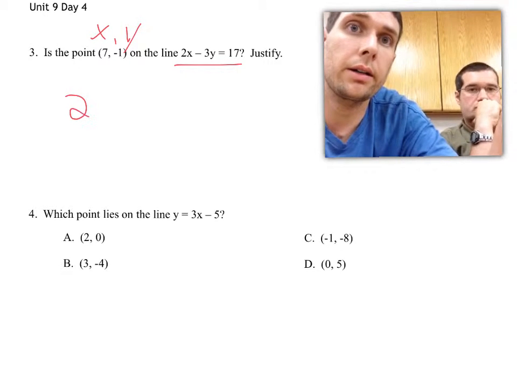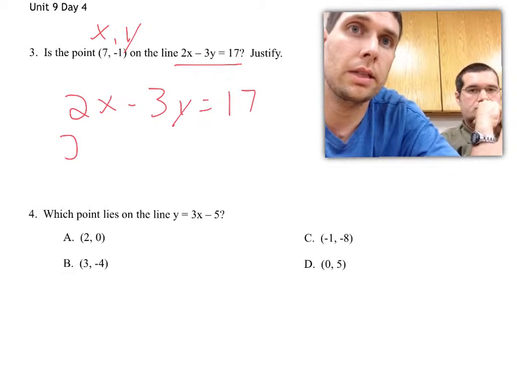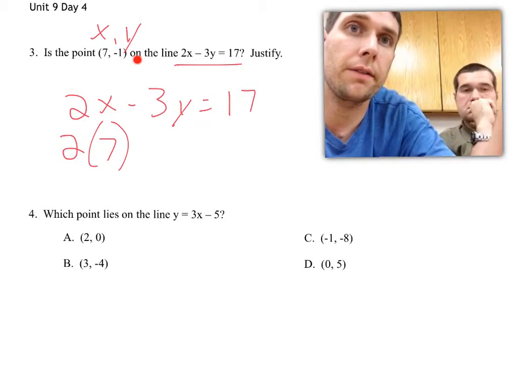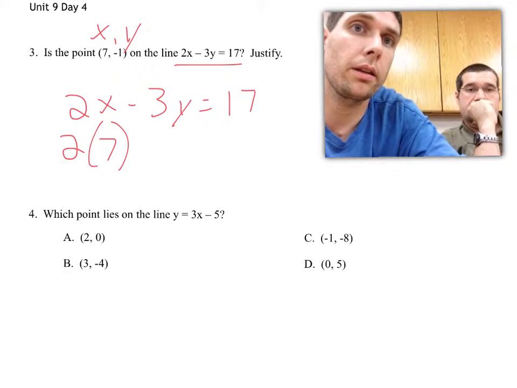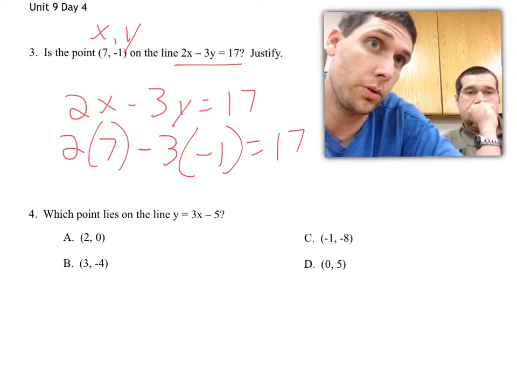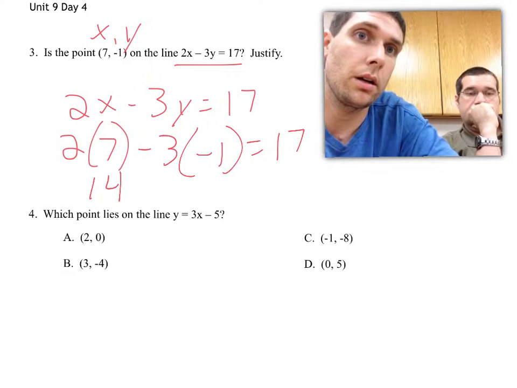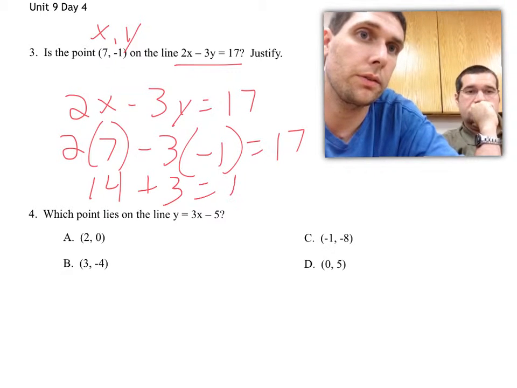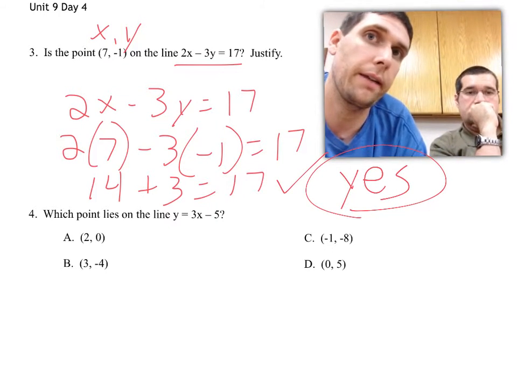So 2x minus 3y equals 17. I'm going to plug in 7 for x, and I'm getting that from here. And I'm going to plug in negative 1 for y equals 17, and we're going to see if this is true or not. So 2 times 7 is 14. A negative 3 and a negative 1 becomes a positive 3. Negative times negative is positive 3 equals 17. Question, does 14 plus 3 equal 17? Well, yes it does. It checks out. So is the point on the line? Yes. And we just justified it.